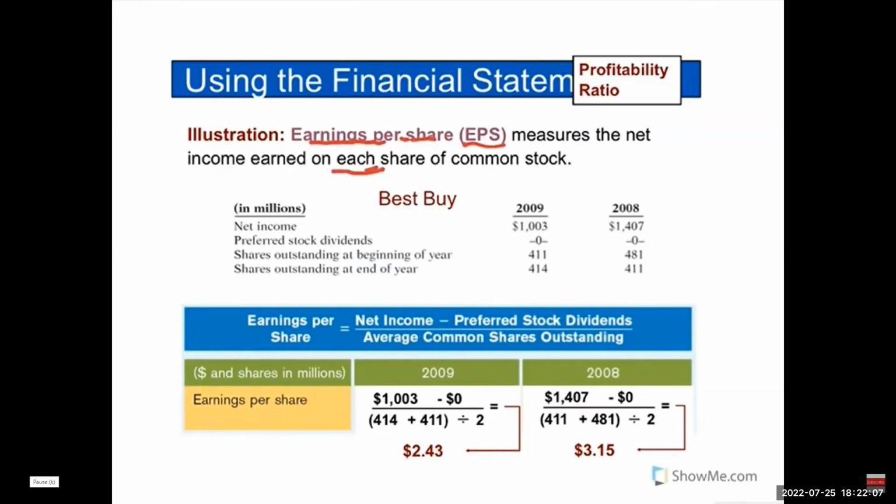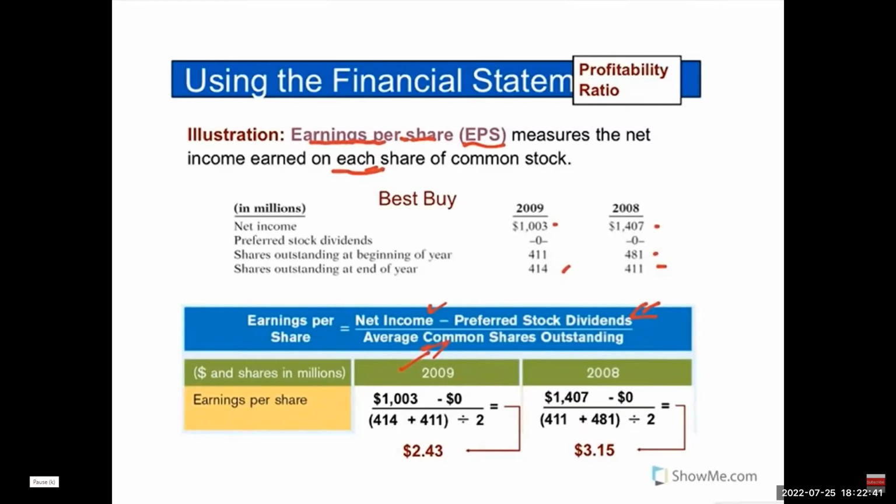Here we have Best Buy, 2009-2011. Net income, both years. The amount of shares, in 2008, they started off with 481,000, they went down to 411. In 2009, they went up to 414. Now, in calculating the earnings per share, the investor would take the net income from the income statement minus any preferred stock dividends. We're not going to come across preferred dividends at this level. That would be later analysis. And we would relate that to the average common shares.